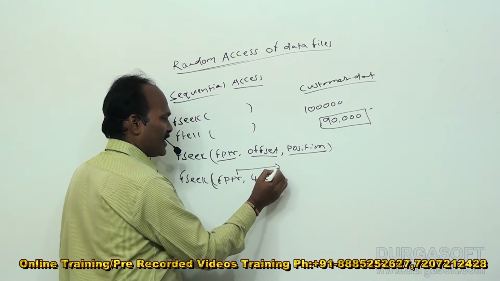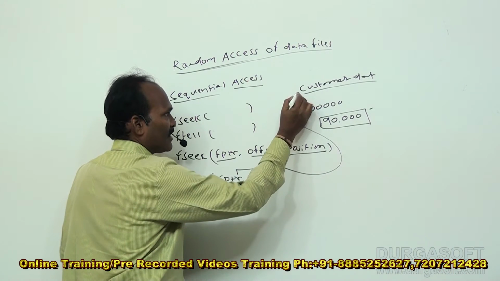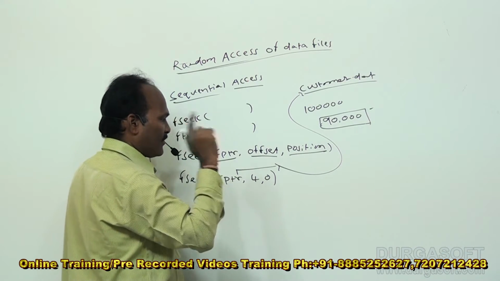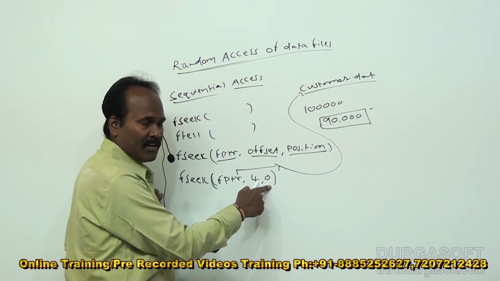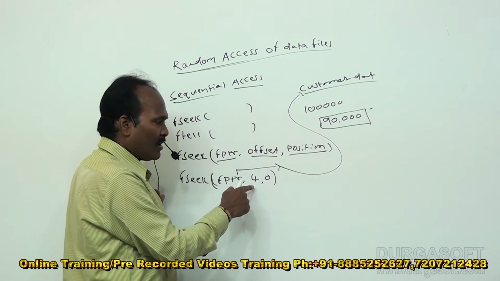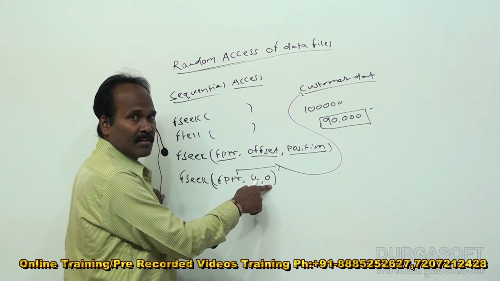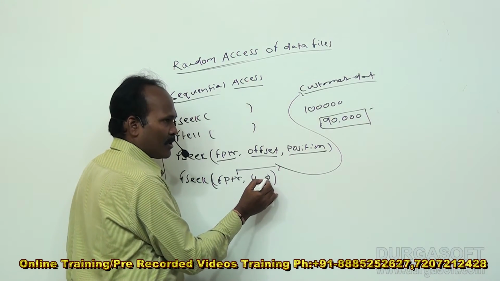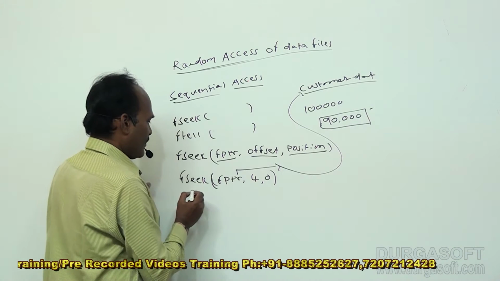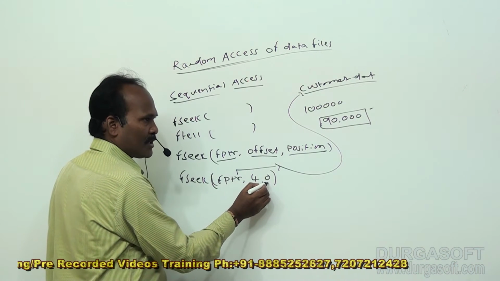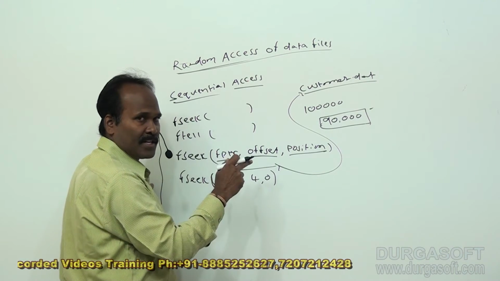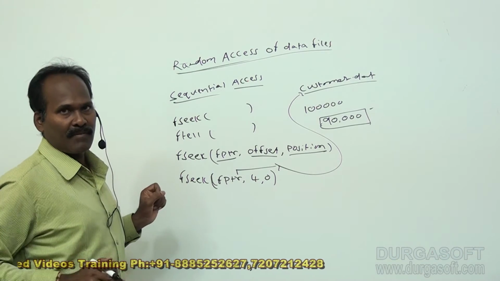So what does it indicate? Let us say the file pointer is pointing to the customer.dat file. In the customer.dat file, starting from the 0th location, the beginning character, the file pointer will move 4 characters forward. The file pointer is placed on the 4th character starting from the 0th character. Here 0 means the starting location, and 1 indicates the current position. So fseek(fptr, 4, 0) means from the beginning location, the file pointer is placed on the 4th character.